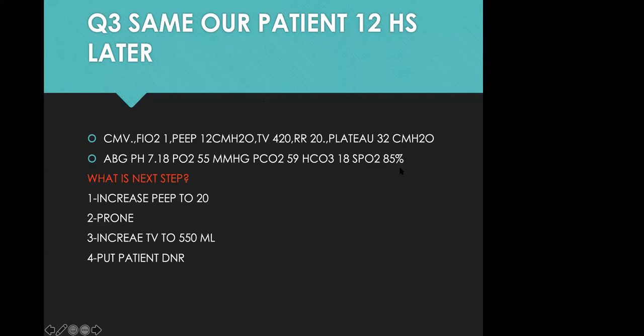So what's next to improve the oxygenation? Are you going to increase the positive end expiratory pressure, or prone the patient, or increase the tidal volume, or make the patient DNR? Can you write in the chat room, please? Prone. Yes, we will prone the patient because it will improve the outcome and can decrease the mortality.